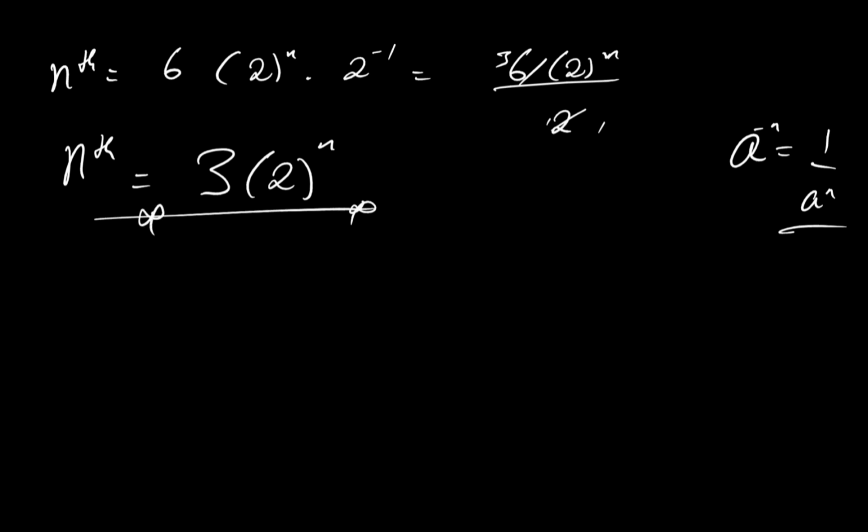Now, 2 to the n and 3 are not the same terms for us to say, okay, it's going to be 6 to the n. No, it's going to be wrong if we do that. But in this case, the way it is gives us the final answer.